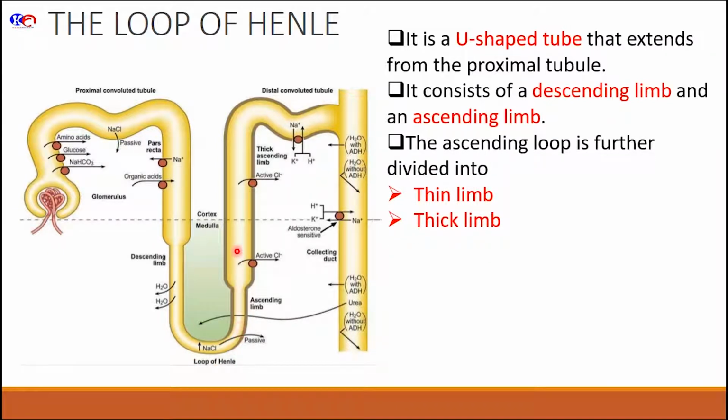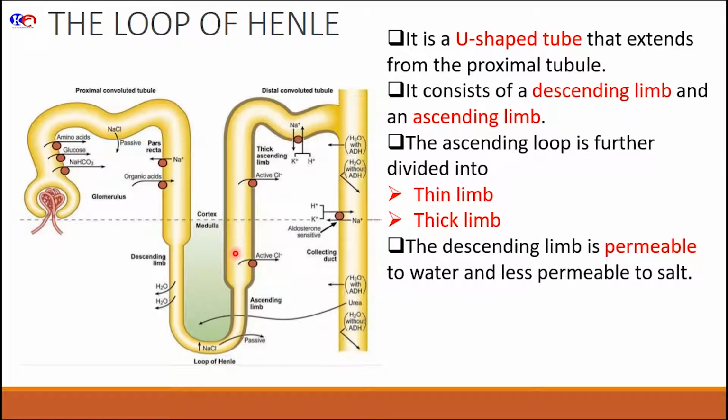The ascending limb is further divided into thin and thick. Now take note of this part because usually in MCQs they ask it a lot. The descending limb is permeable to water, but less permeable to salt. What it means is that the filtrate over here is very what? Concentrated. Very concentrated because water is moving out and the salt is not moving out.